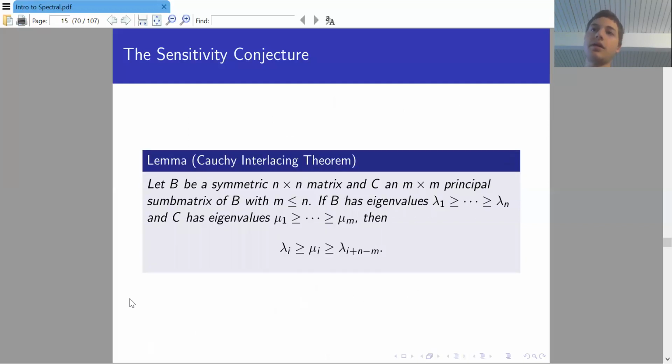Okay. And another basic tool from linear algebra that we'll need is the Cauchy interlacing theorem, which says basically if you have some n by n matrix B, and I should add the word real here, if you have a real symmetric matrix B and some principal submatrix C of B, then you can, roughly speaking, control the eigenvalues mu i of C by the eigenvalues of B. And don't worry too much about memorizing this. We'll just use the ones that I'll mention on the next slide.